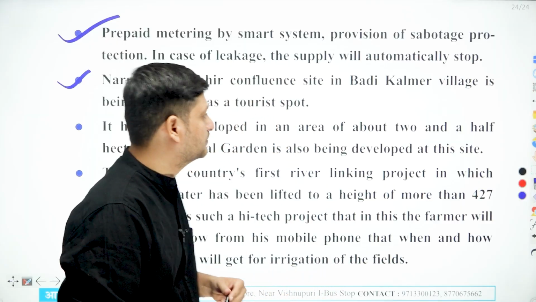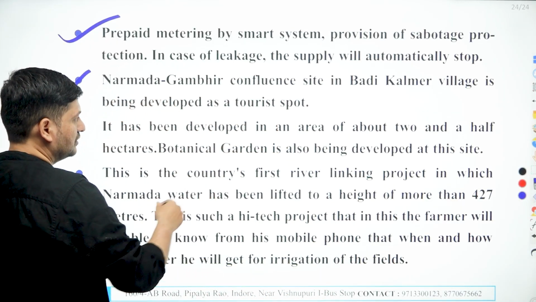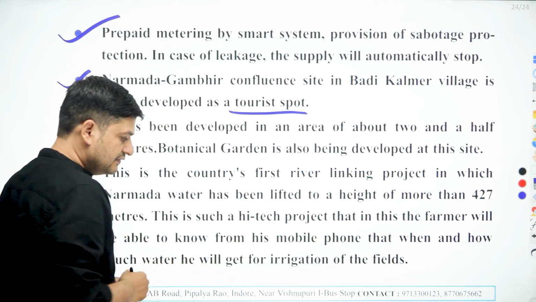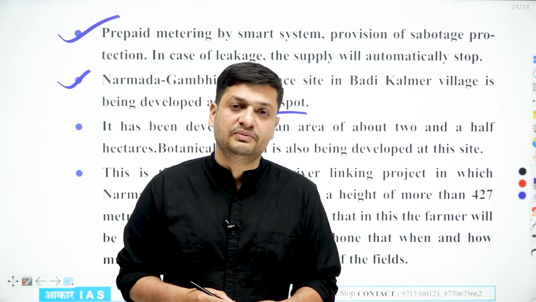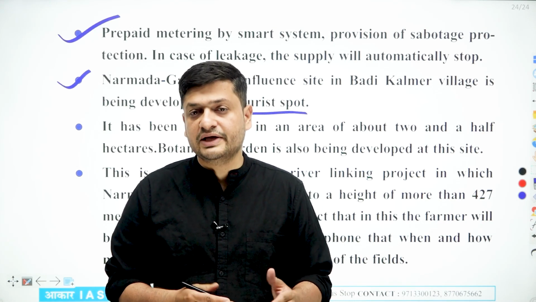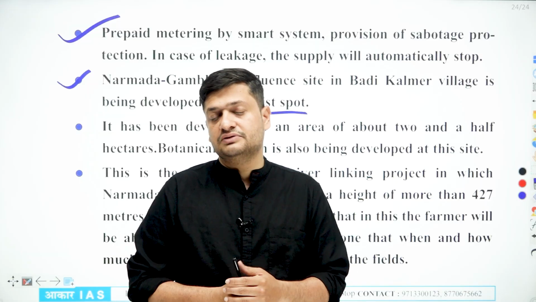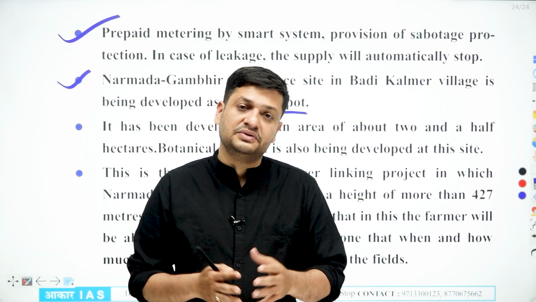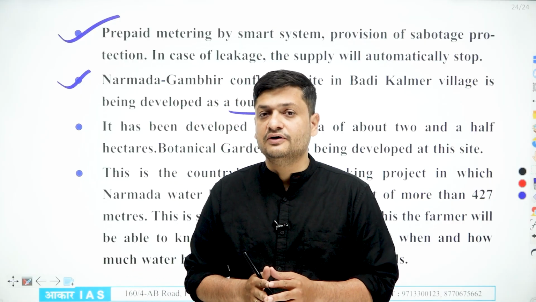farming. So next we can see that the Gambhir confluence has also developed as a tourist spot. The village of Badi Kalmer has been developed as a tourist spot. There lotus farming is also done. In the nearby region, there is a place named Gulawat, which is the backwater of the Yashwant Sagar part. And now Yashwant Sagar is also a Ramsar site. It is a declared wetland site of Madhya Pradesh.